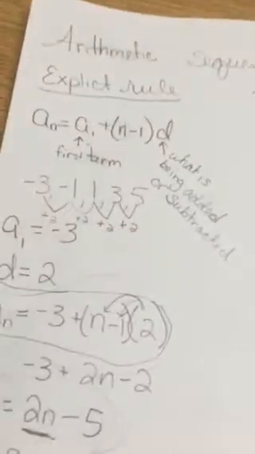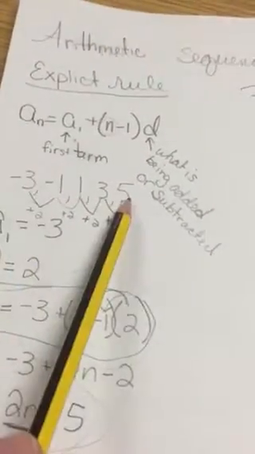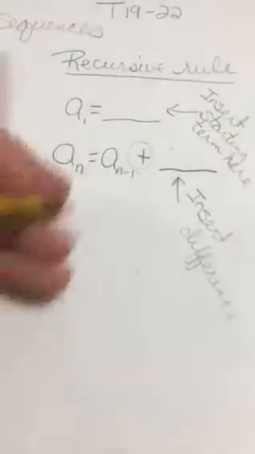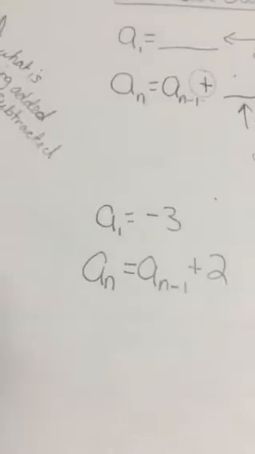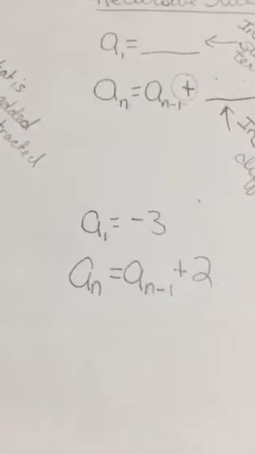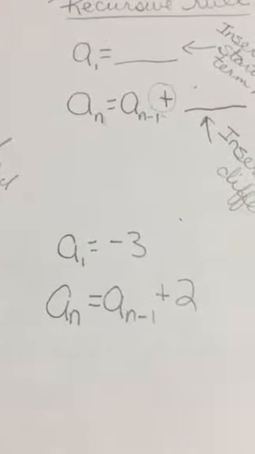Now, actually, let's go back over here. So this was my sequence. What the recursive rule would look like for this would just be a sub 1 equals negative 3, because that was my starting term. And then I have an equals an minus 1 plus 2. So right there is what the recursive rule should look like. All right? So on your review, you should be able to go between the two.